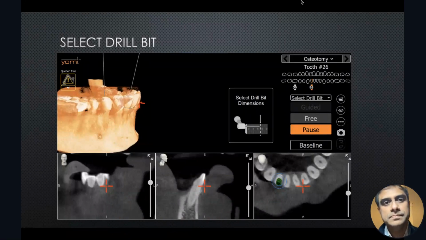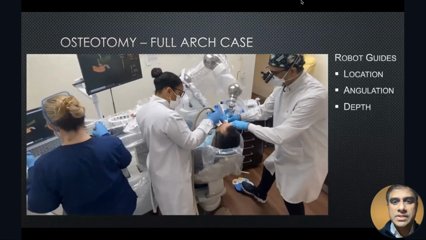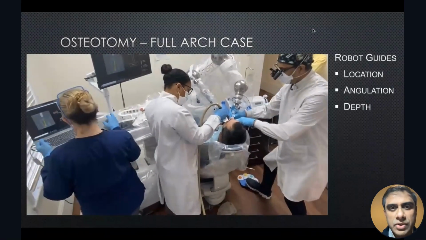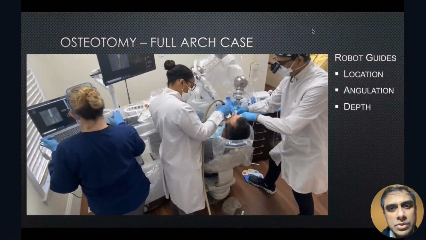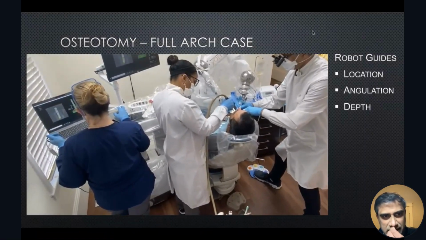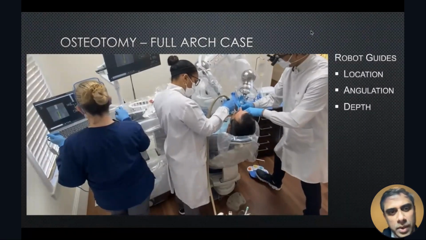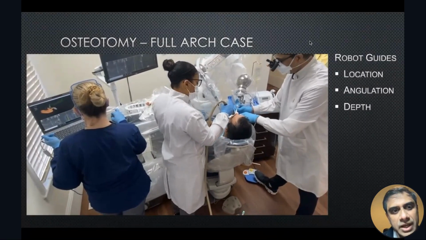Next slide, please. And again, robotic guides do the location, the angulation, and the depth. Next slide, please. And this is a video, so let's watch it. I'm not sure if you're able to hear the background noise, but as we go through the video, you can see how my robotic coordinator is giving me feedback on where I'm at, the angulation, the depth, and everything.